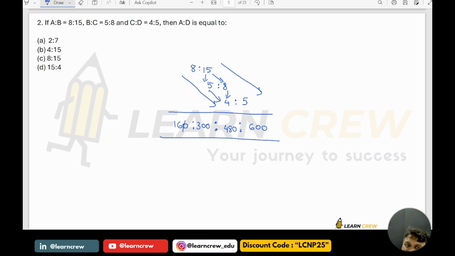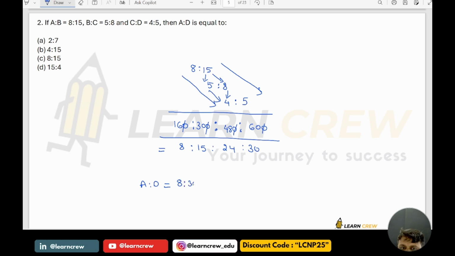Now 0 is cancelled throughout. Thereby, how much are you going to get here? 2 8s are, 2 15s are, 2 24s are, and 2 30s are. 8 is to 15 is to 24 is to 30 is A is to B is to C is to D. But it is asked for A is to D only. A is to D means simply 160 is to 600, simply 8 is to 30.